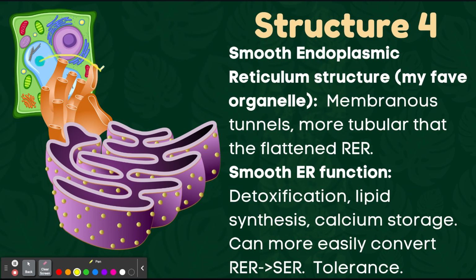Next is the smooth. This picture is showing a smooth endoplasmic reticulum. If I had to pick an organelle, I would probably pick the smooth endoplasmic reticulum to be my favorite organelle. The membranous tunnels of the smooth endoplasmic reticulum are more tubular, so you can appreciate that. The rough ER is more flattened, and the smooth ER is more tubular. The smooth ER functions to detoxify things. It also functions for lipid synthesis and calcium storage.